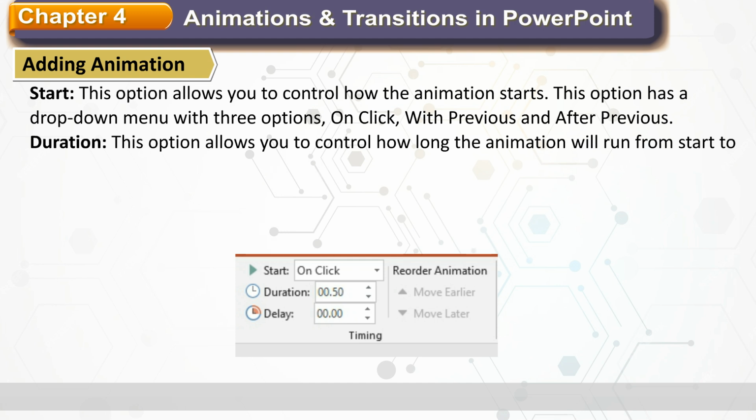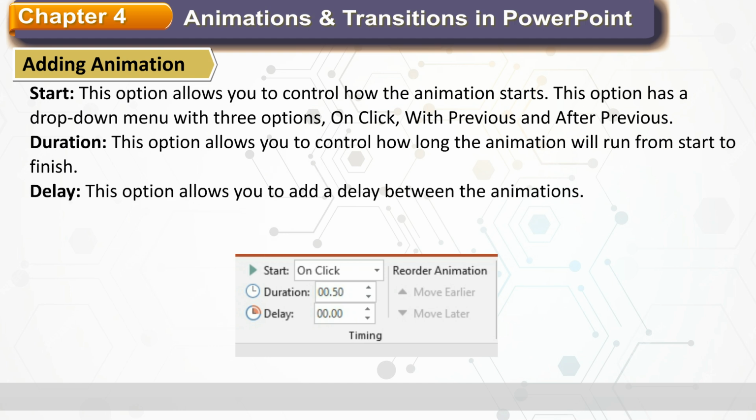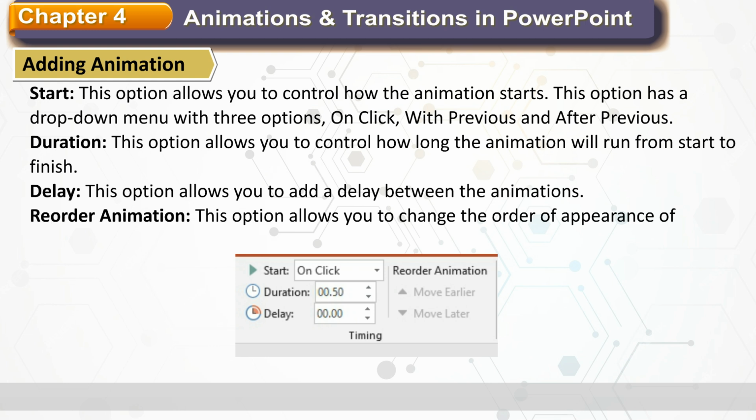Duration. This option allows you to control how long the animation will run from start to finish. Delay. This option allows you to add a delay between the animations. Reorder animation. This option allows you to change the order of appearance of the animation.